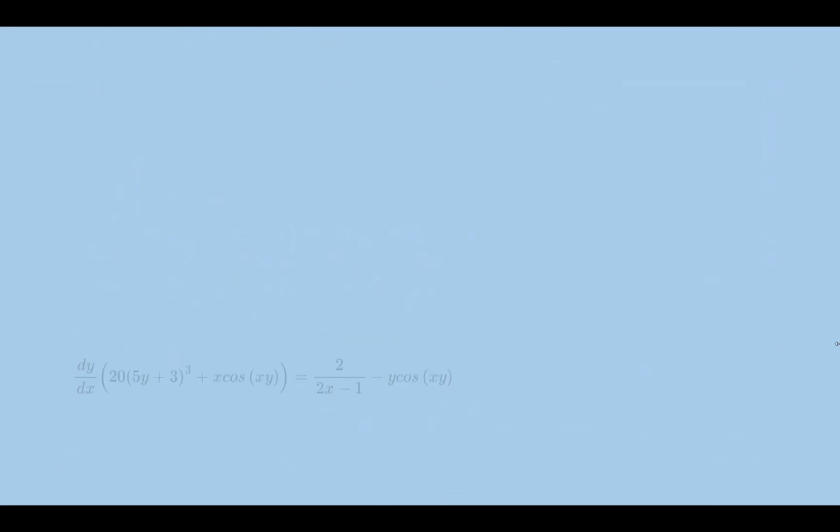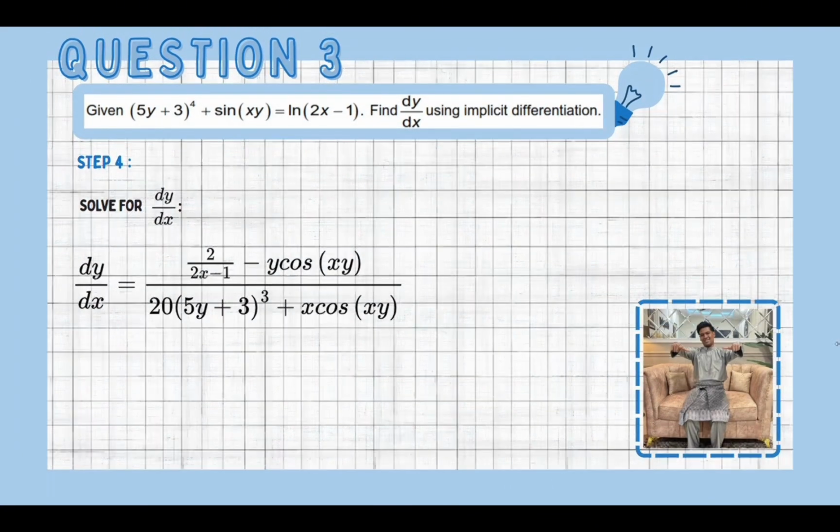For the last step, we will solve for dy over dx, which means it will be dy over dx equal to 2 over 2x minus 1 minus y multiply cos in bracket xy over 20 multiply 5y plus 3 in bracket power of 3 plus x multiply cos in bracket xy.